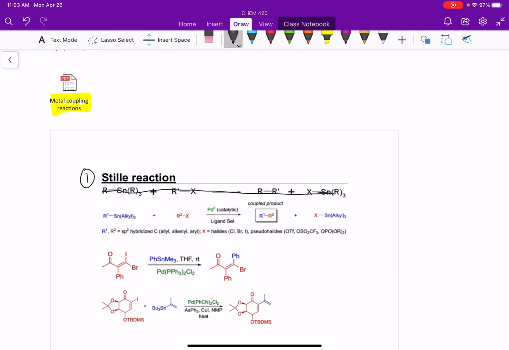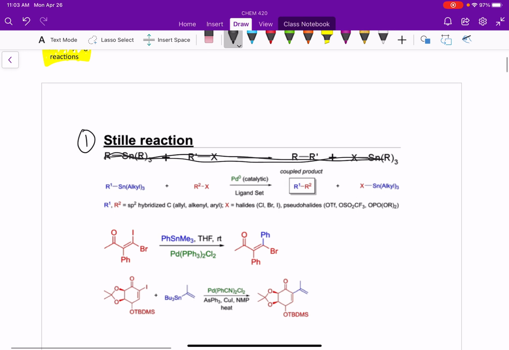I guess I have the same thing written twice here. So in here, what we're going to be doing is taking an organo-tin complex, coupling that with an alkyl or aryl halide. That's coupled with a palladium metal and a ligand set to get the coupled product of R1 and R2. All right, so our main product is really coupling these two carbons, right? One is attached to a tin, the other is attached to a halide.